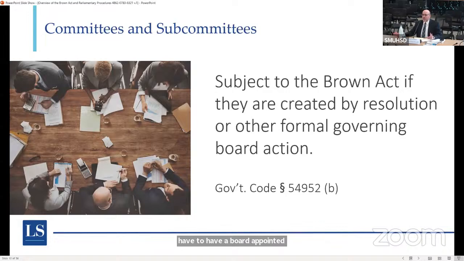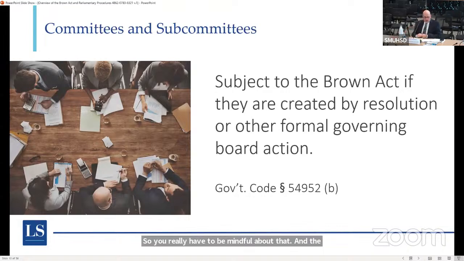And I wanted to emphasize that because I work with a lot of districts where the boards get very committee happy. Let's form a committee on this. If a board member says, let's form a committee on this, and the superintendent goes off and does that, somebody can still argue that that was at the direction of the board. So you really have to be mindful about that.